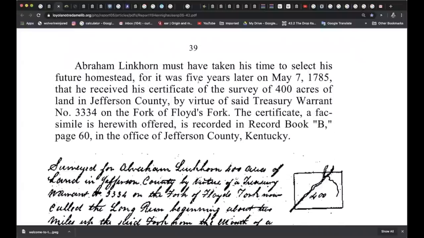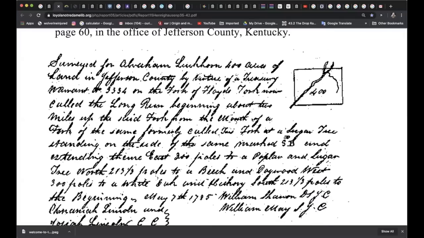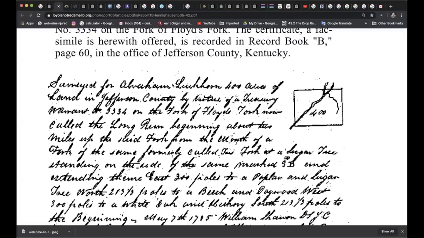Abraham Linkhorn must have taken his time to select his future homestead, for it was 5 years later, on May 7th, 1785, that he received his certificate of the survey of 400 acres of land in Jefferson County by virtue of said treasury warrant number 334 on the Fork of Floyd's Fork. All right, so blah, blah, blah. And so here's the written letter.